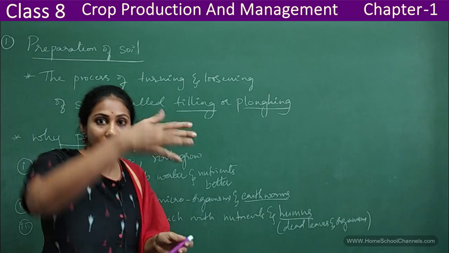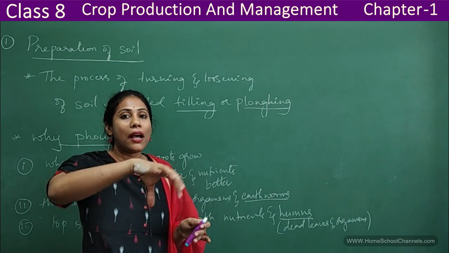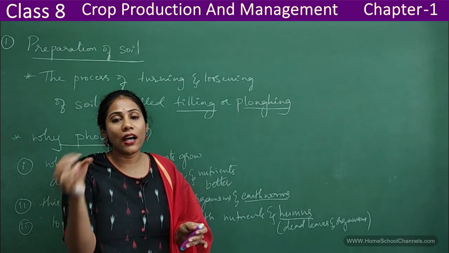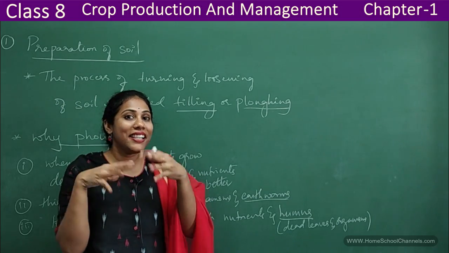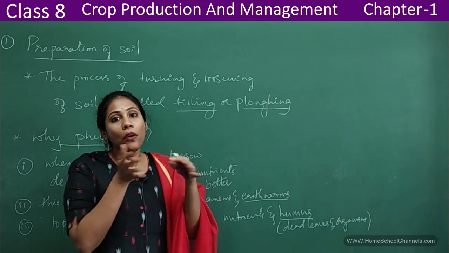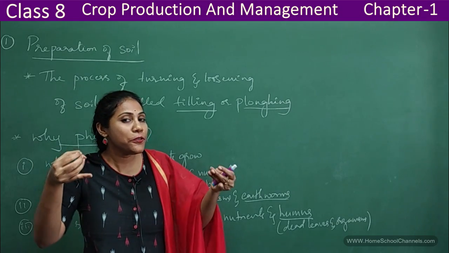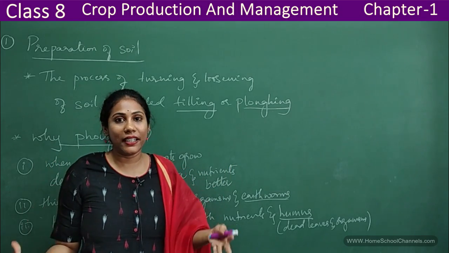So when you turn the soil, the bottom soil will come up and the topmost soil will go down, so all that humus and nutrients will nicely get mixed up, and they may come onto the top. Then when you sow a seed, it may grow better.